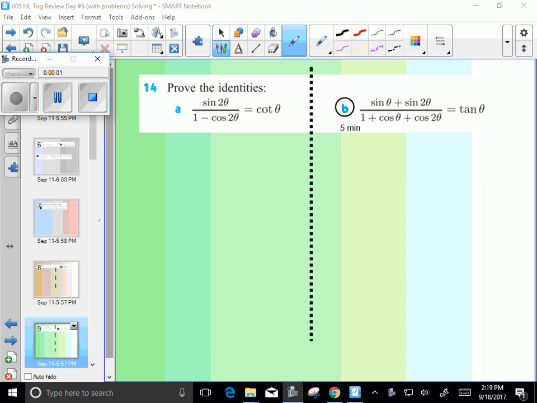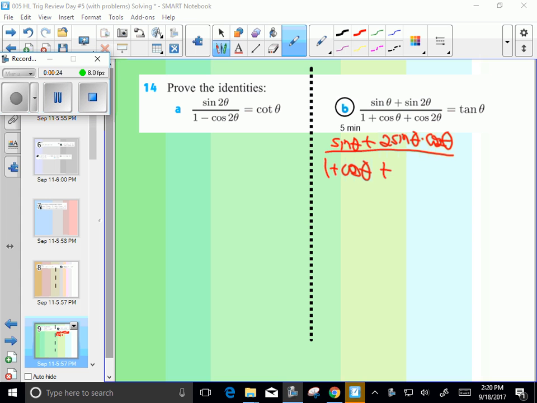Here are some sample ones to show you how you can do more complicated identities. This one is definitely one of those. The top is pretty obvious. You're going to want to change sine 2 theta into what? 2 sine theta cosine theta. All right? And then in the bottom, what's cosine 2 theta equal to?